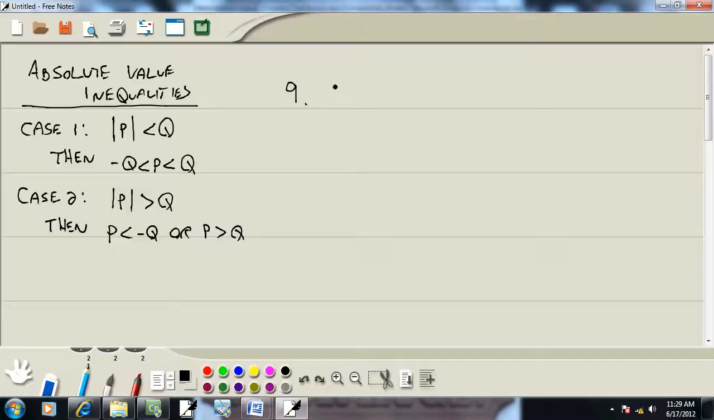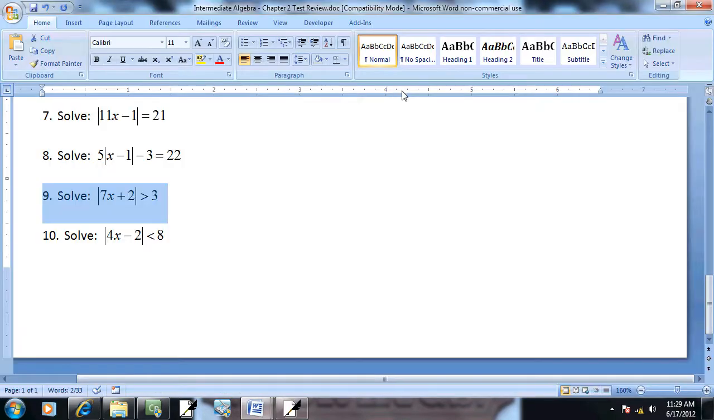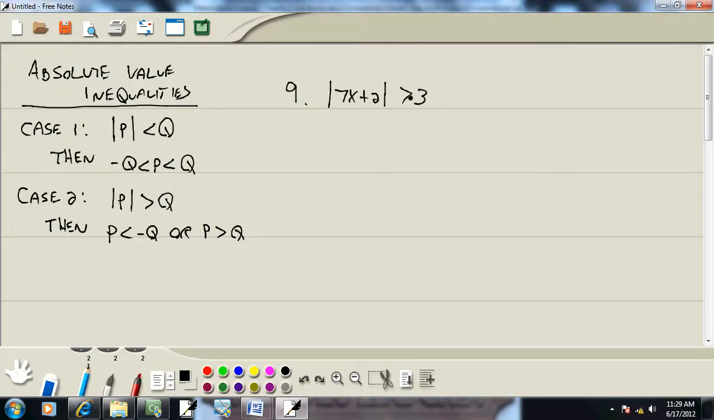Okay, so we got absolute value of 7x plus 2 is greater than 3. Well, for these formulas to work, you have to have the absolute value by itself. No numbers in front of it, no numbers after it. And I usually keep these fairly straightforward for the test. I don't try to be too tricky on those. You see those on the homework.